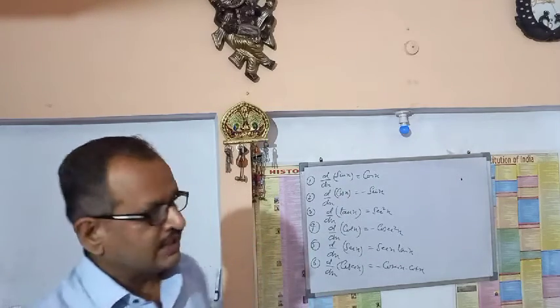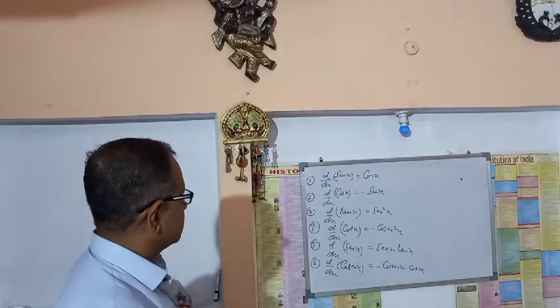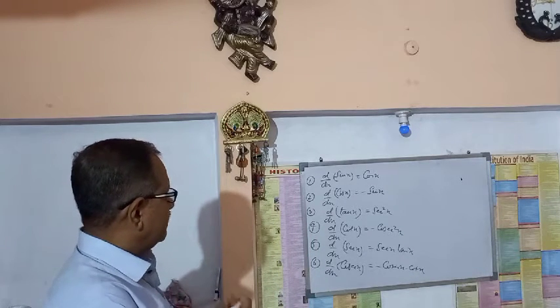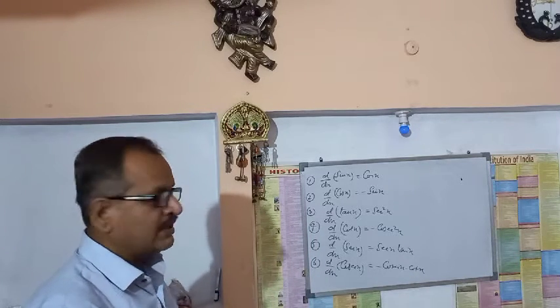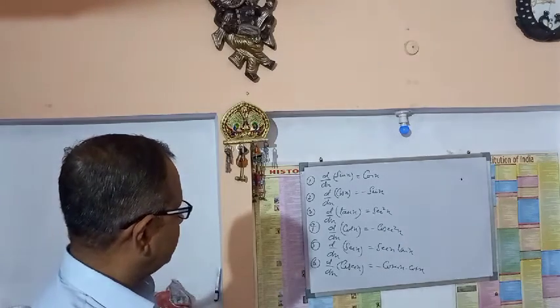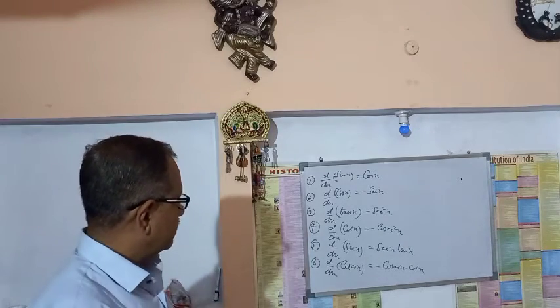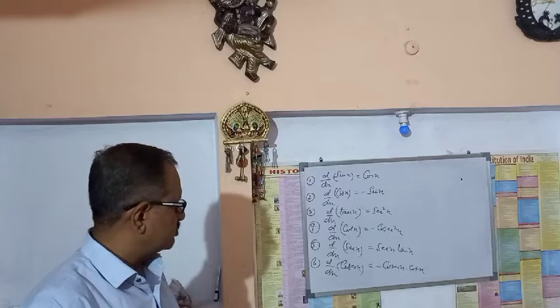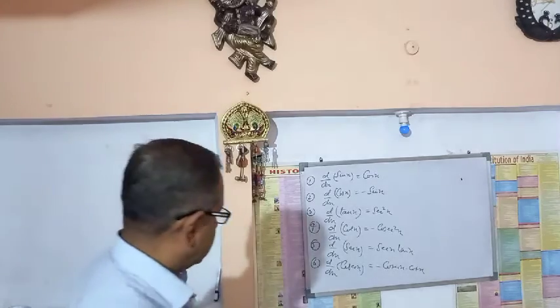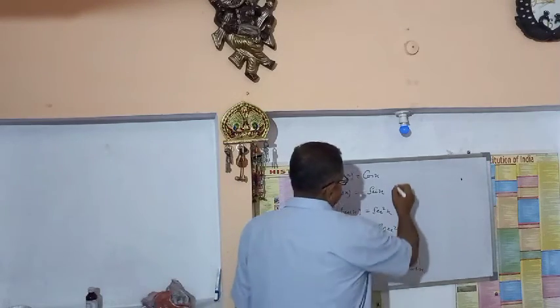So we have to use these results in the differentiation. Sin x derivative is cos x, cos x derivative is minus sin x, tan x derivative is sec square x, cot x differentiation is minus cosec square x, like this. Right, next one.